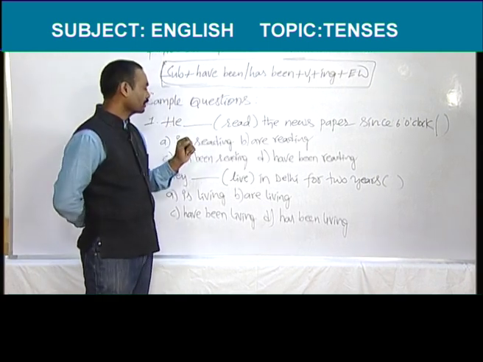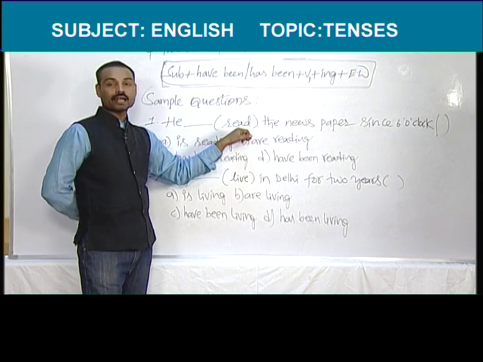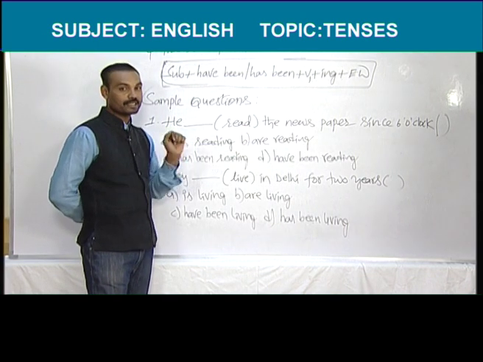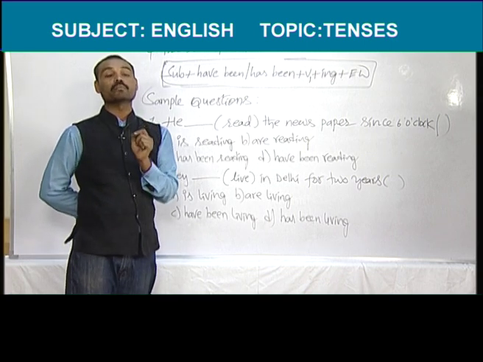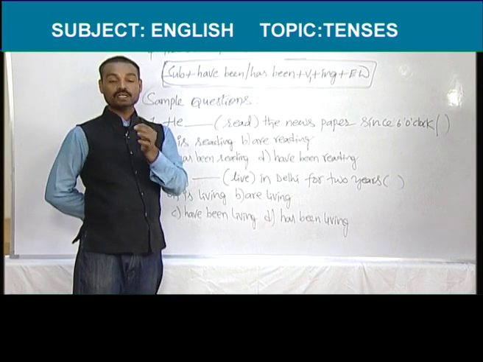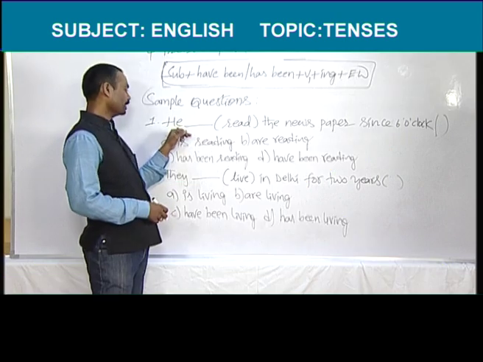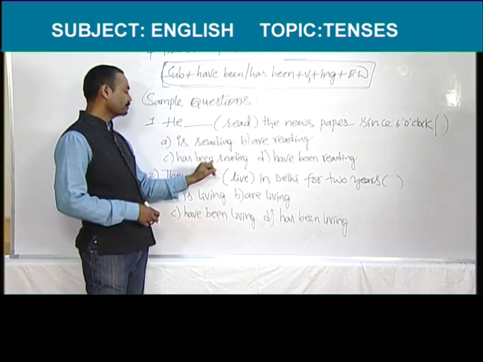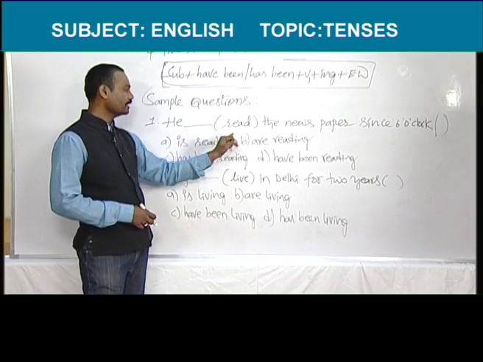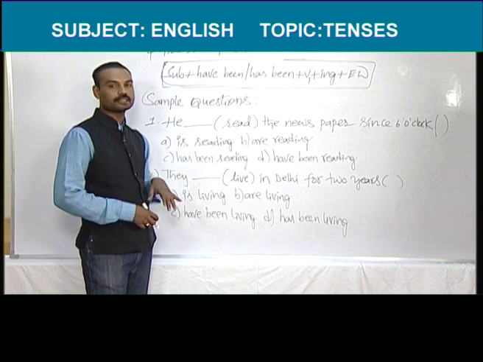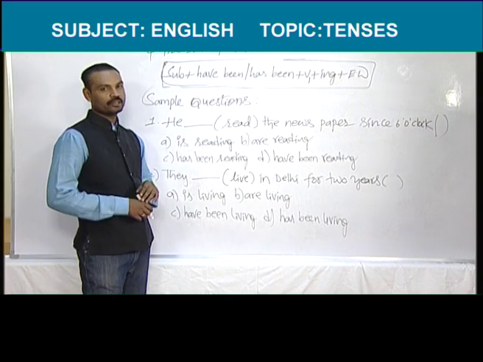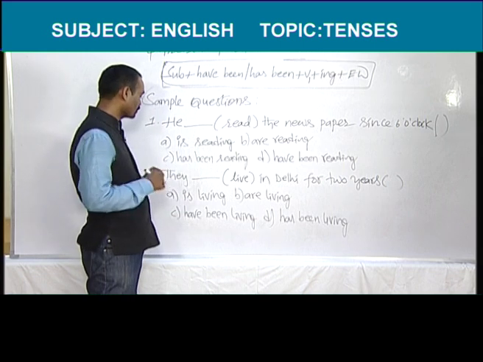So has been. Then we should add ing form to the main verb. So read is there. We should add ing form, reading. So has been reading. So here answer is has been reading. He has been reading the newspaper since 6 o'clock. This is the first question. Let's see the second question.